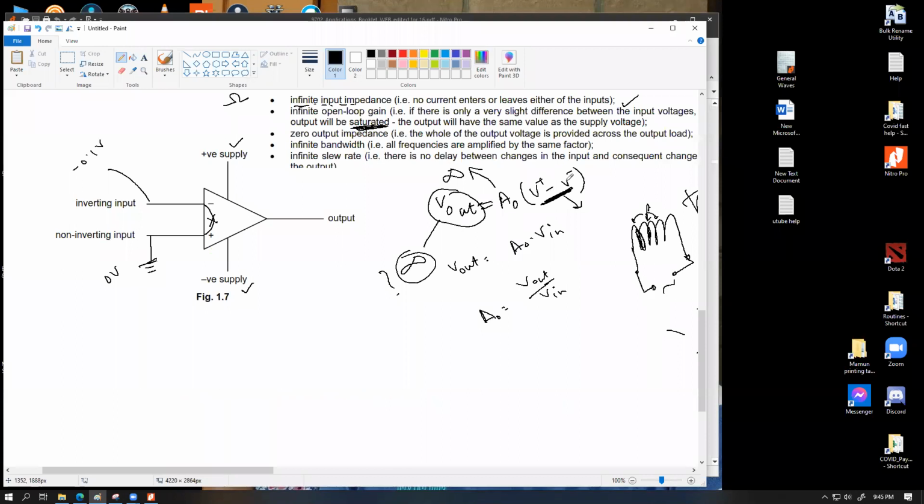If this subtraction gives us a positive value, this will be the maximum positive supply output. If the subtraction value is negative, then it will give us the negative supply value, because it cannot simply produce voltage out of thin air. So maximum output can only be limited by the supply values. That's the meaning of this second point. Have a look once again: if there is only a very slight difference between the input voltages, the output will be saturated, the output will have the same value as the supply voltage. This is the meaning of the second bullet.